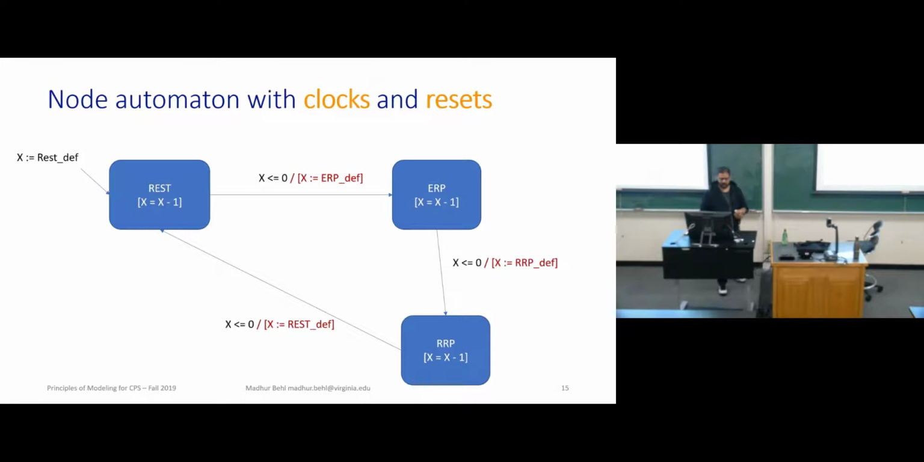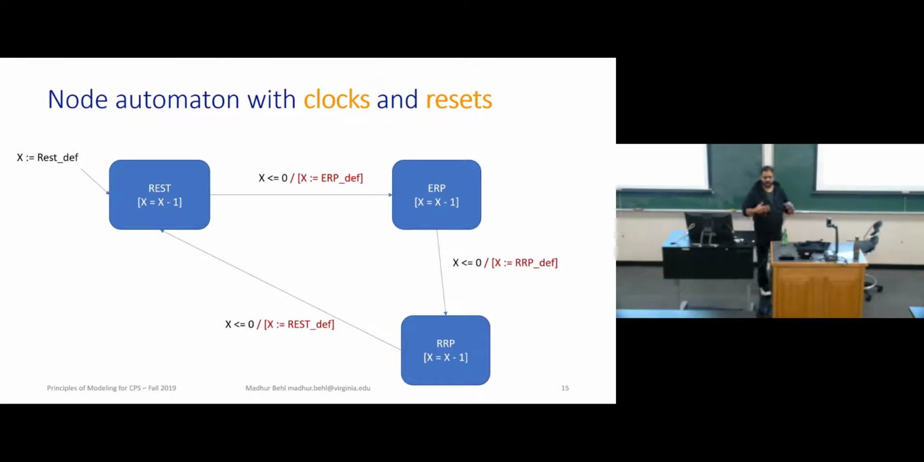So the way to interpret this is, now when our clock expires, we were in rest, we were counting down from this rest definition. When it satisfied our guard condition, X less than or equal to 0, we make this transition to ERP, but we define the value of the clock to be the ERP period or ERP default interval. Right, so we are resetting the clock on this transition. So now when we are in ERP, we will start counting down from this value, and we will remain in ERP for a certain time until again we have fulfilled this guard condition. So we go to RRP, we reset to our RRP period, same thing repeats, we go back to rest and the cycle can repeat.